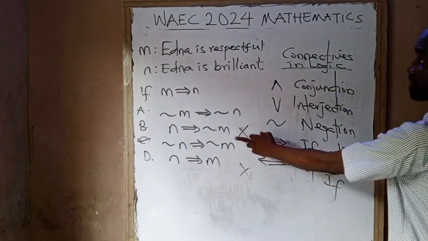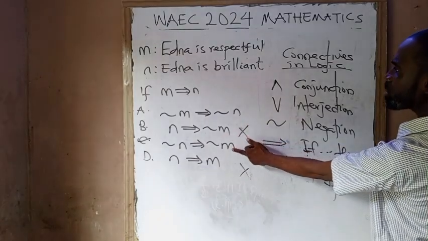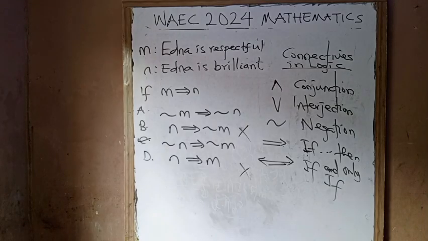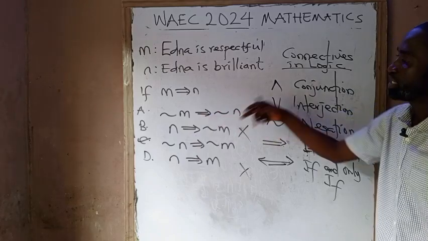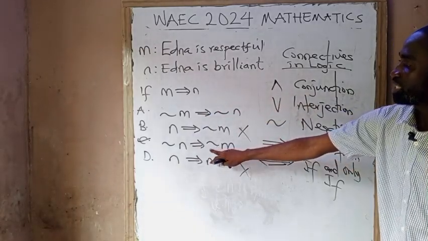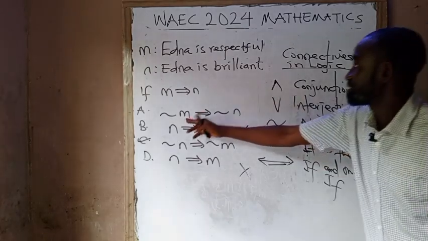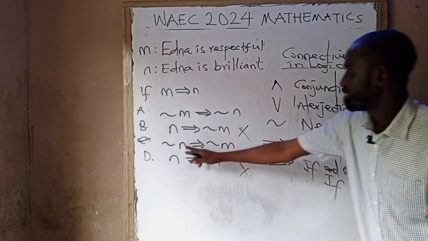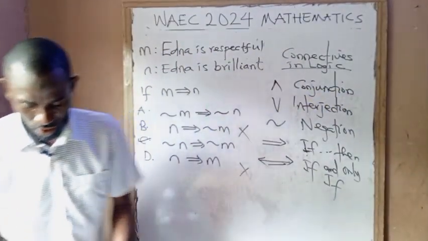If she's not brilliant, then she's not what now? Respectful. If Edna is not respectful, she's not brilliant. If she's not brilliant, she's not respectful. If she's not respectful, it means she's not brilliant. If she's not brilliant, it means she's not respectful. So I will go with option what? Option C.